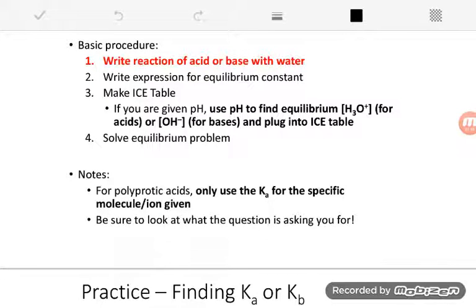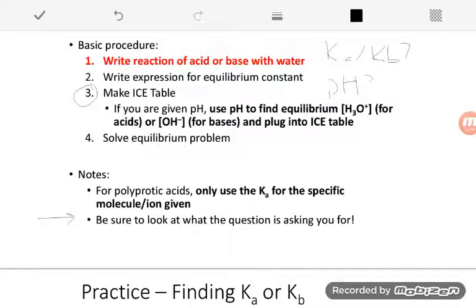And then we're always going to need to make an ice table. We can't solve these directly. So we're going to make an ice table. And here's where we have to be careful. This is one of my notes down here. We have to see, is the problem asking me for a Ka or a Kb, or is the problem asking me for a pH? These are the two different scenarios we might run into.